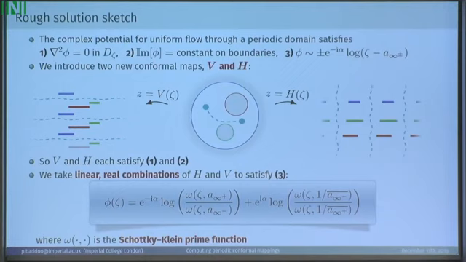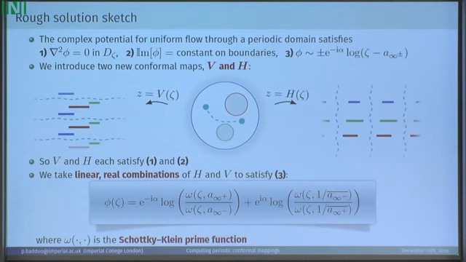But the problem is that neither V nor H satisfy point 3. They don't have this prescribed log singularity behavior. But by taking real and linear combinations of H and V, we can satisfy 1, 2, and 3. So phi, sometimes called W, can be represented in this form. For any connectivity, for any period, for any angle of attack, any angle the flow is coming in at, this is the solution. And omega here, again, is the Schottky-Klein prime function. So this is quite a nice and very concise formula that contains quite a lot of information.